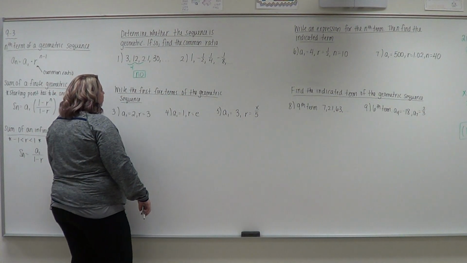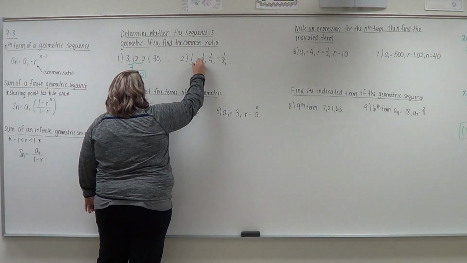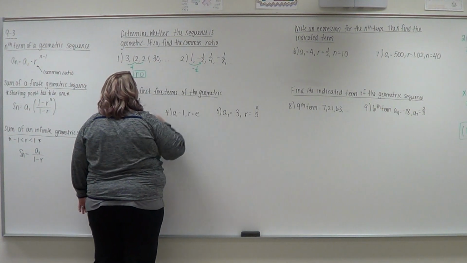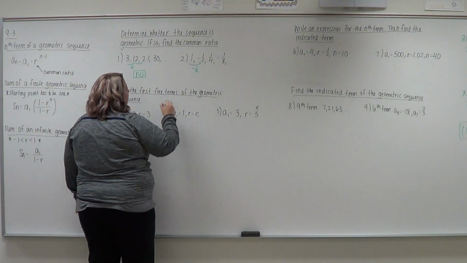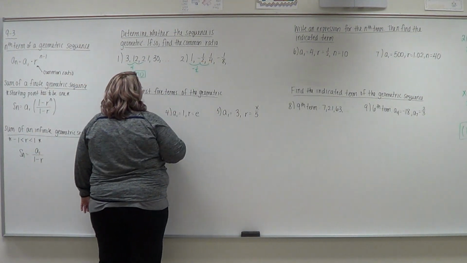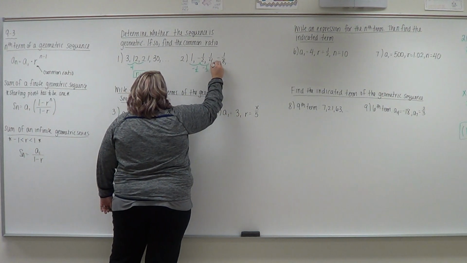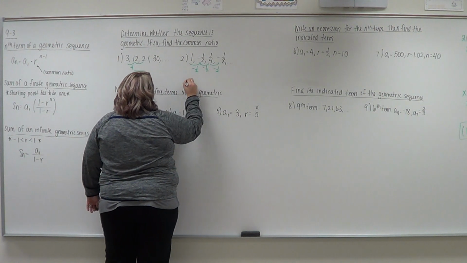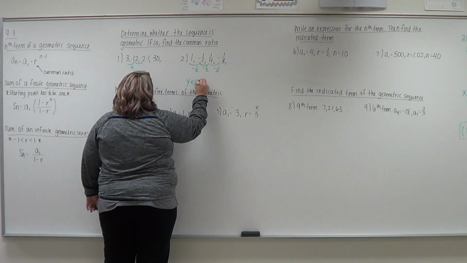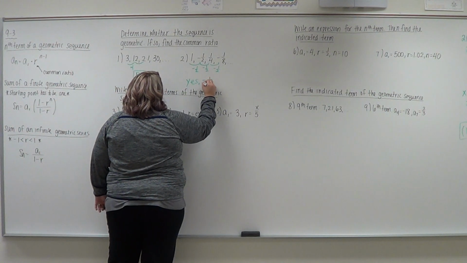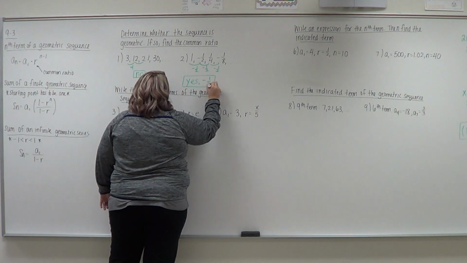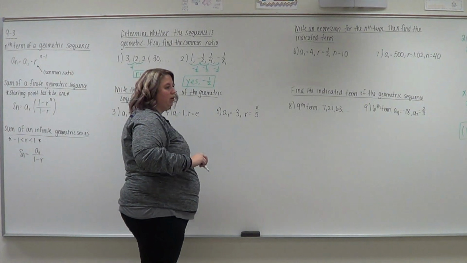For number 2, to get from 1 to -1/2, I multiply by -1/2. So I want to see if that is consistent. To get to a fourth, I had to multiply by -1/2. And to get to -1/8, I had to multiply by -1/2. So this would be yes. And since that was the number, that's called our common ratio. Whatever we multiply by is called the common ratio.